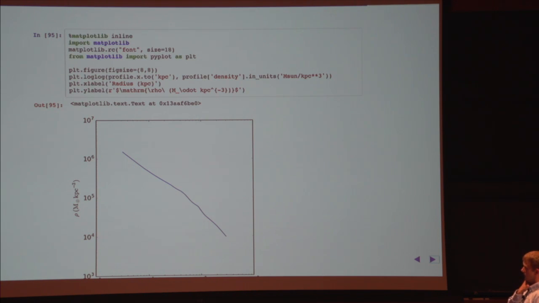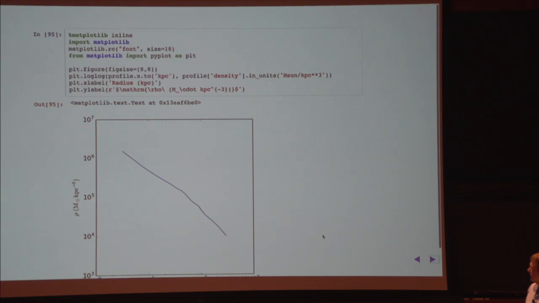And this is not a YT plot, this is a matplotlib plot. But what I'm doing here is asking the profile what the radial coordinate is and what the density is. And I'm just feeding those into matplotlib's log-log plot, and I get a log-log plot of the density versus radius.